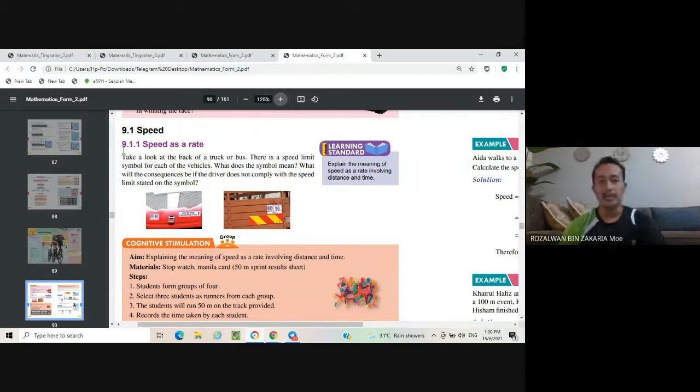What is meant by speed? Speed as a rate. Please look at these two diagrams here. What you can see at the back of the vehicle here: the numbers 80, 90, and the same with this diagram at the back of the lorry. Then there is the unit. Normally the unit is kilometer per hour.